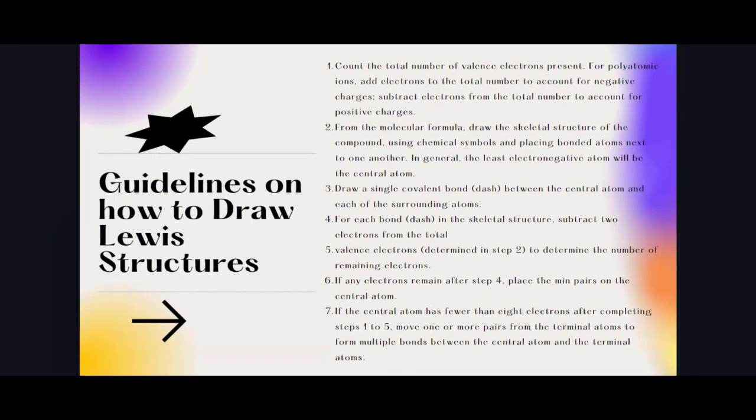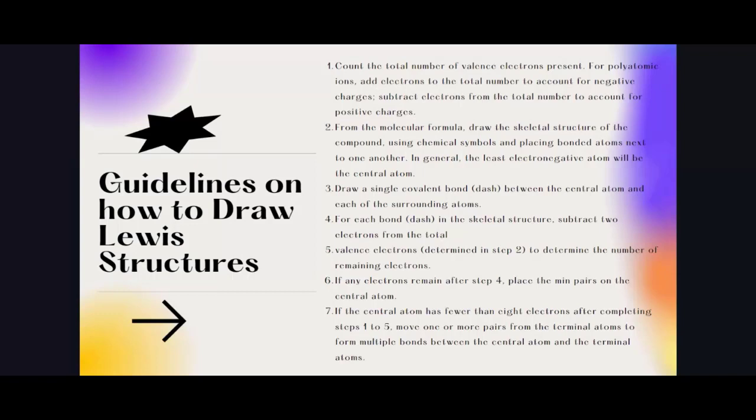The first step is usually to count your number of valence electrons. For polyatomic ions, you add electrons to the number to account for the negative charge, because a negative charge means that you gain an electron, right? So it makes sense why you have to add more electrons. And then subtract electrons from the total number to account for positive charges. If it's a positively charged polyatomic ion, that means it has one less charge, so therefore one less electron.